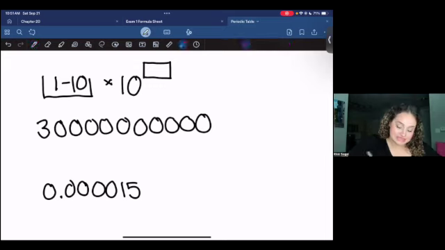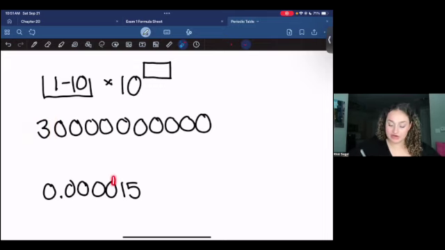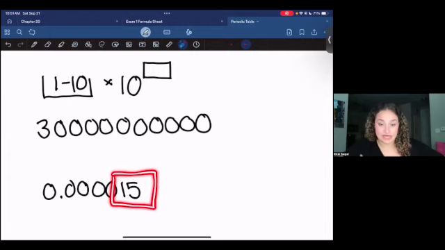In the first number, my coefficient is going to be 3. Why? Because that's our number between 1 and 10. In our second number, my coefficient is going to be 1.5. Why? Because this is between 1 and 10.